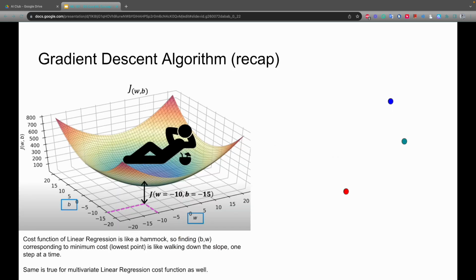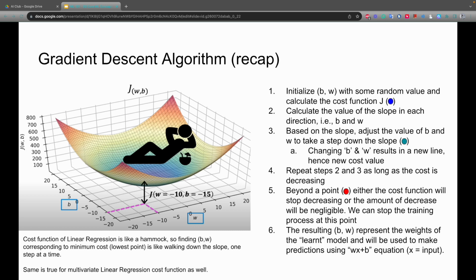When we plot the function j and b and w as the two dimensions, it looks like a hammock or a soup bowl. In order to find the minimum point, we simply need to start from any random point and keep walking down the slope. Let's say we pick some random values of b and w such that the cost is the blue dot. We calculate the value of the slope in each direction and update the values of b and w such that we start walking down the slope. We repeat this process until we reach the minimum. The resulting b and w are what we use to make all future predictions.